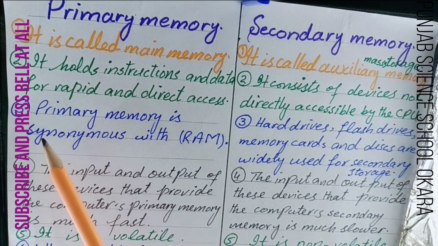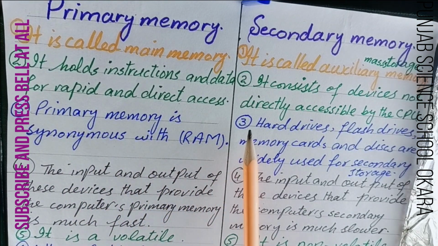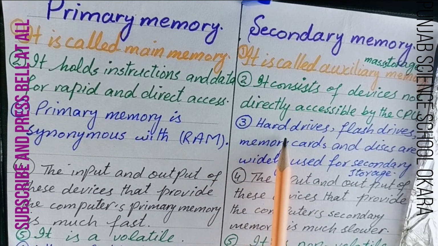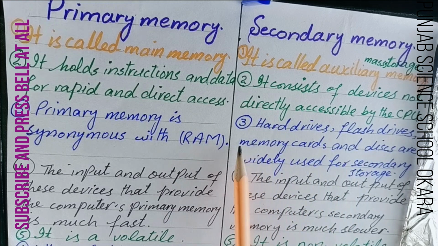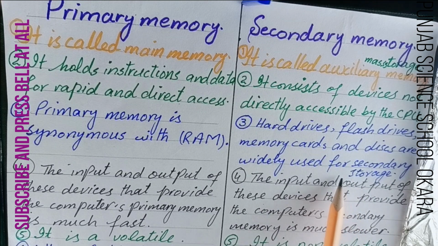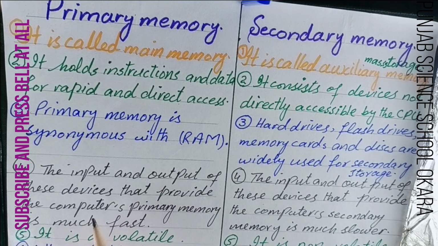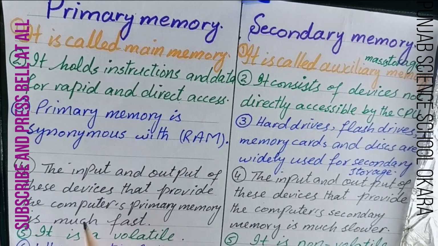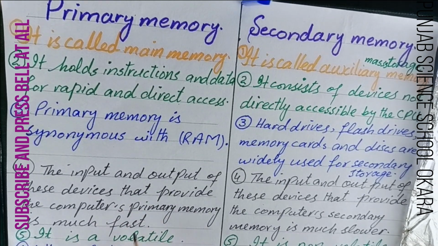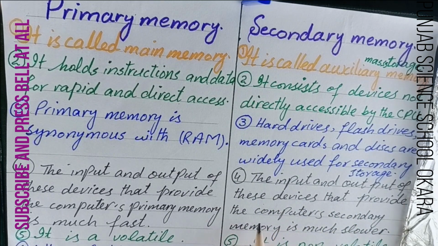Primary memory. Number 3, primary memory is synonymous with RAM. Secondary memory. Number 3, hard drives, flash drives, memory cards, and disks are widely used for secondary storage. Primary memory. Number 4, the input and output of these devices that provide the computer's primary memory is much faster. Secondary memory. Number 4, the input and output of these devices that provide the computer's secondary memory is much slower.